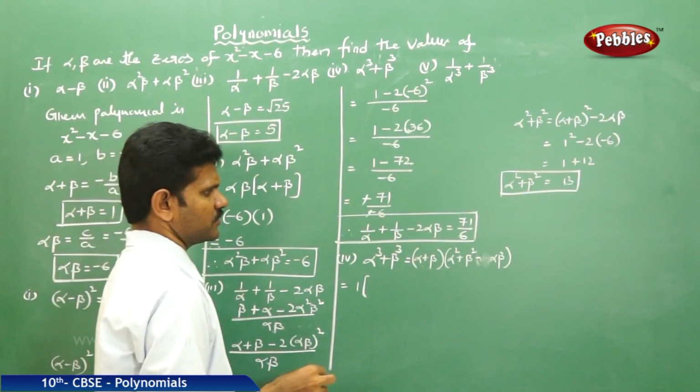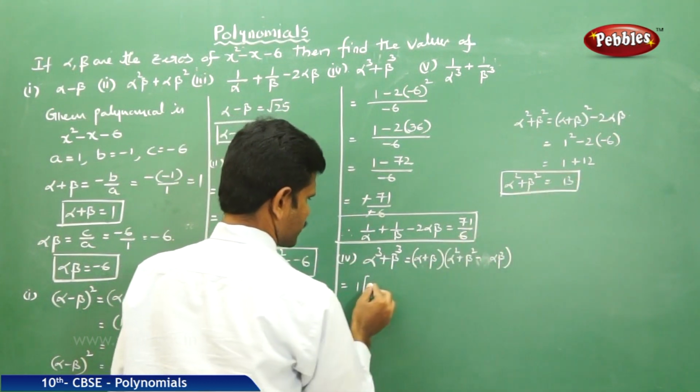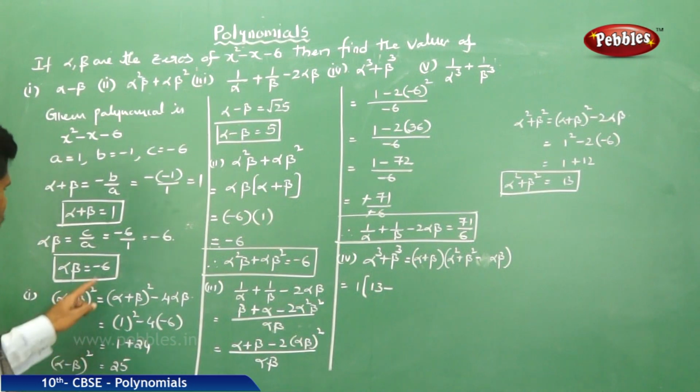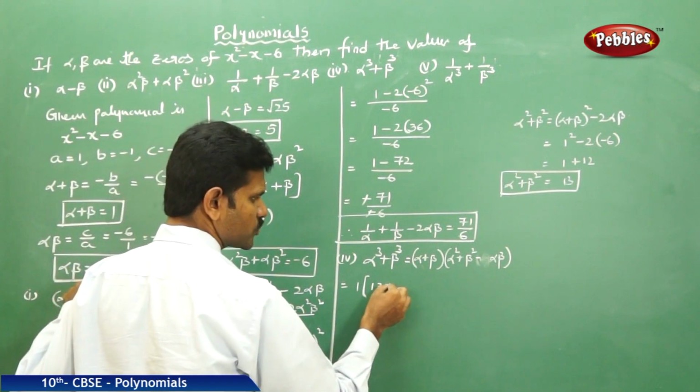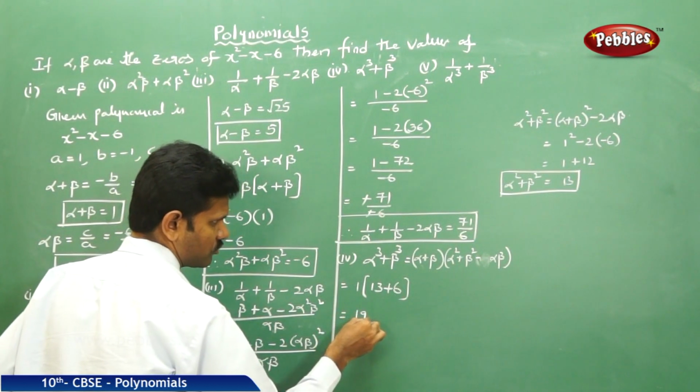Let us substitute this value directly. Alpha plus beta value is 1, alpha square plus beta square is 13, minus alpha beta value, which is minus 6, that is minus into minus 6, plus 6, that is equal to 13 plus 6 is 19.